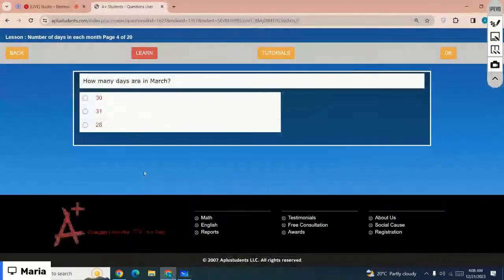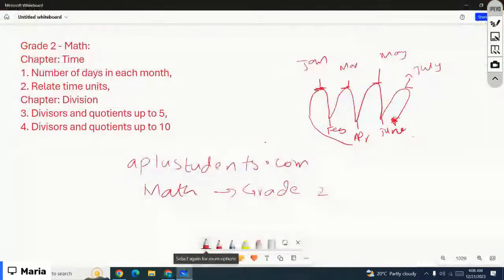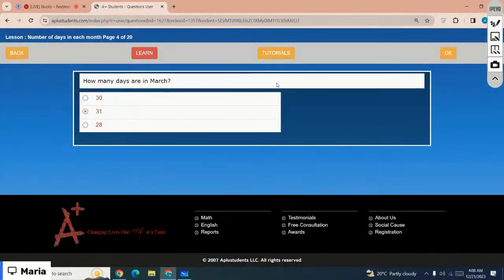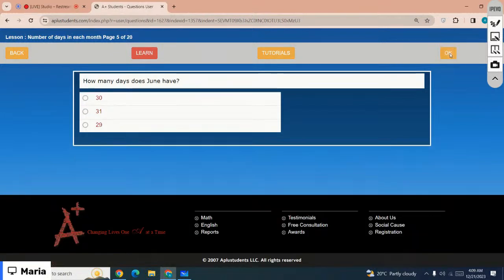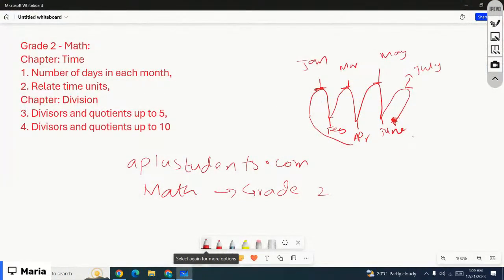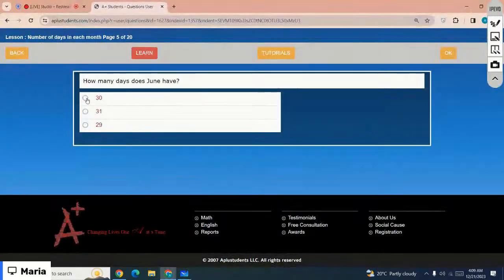Okay, how many days are in March? Here is March. March has 31 days. The correct option is 31. How many days does June have? Which is the correct option? June is here: January, February, March, April, May, June. June has 30 days. The correct option is 30.